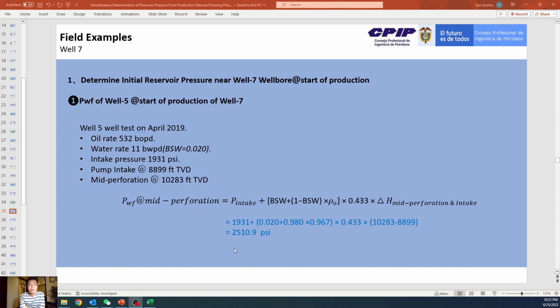So we can calculate the flowing pressure at April 29 using the equation. That is 2,510.9 psi.